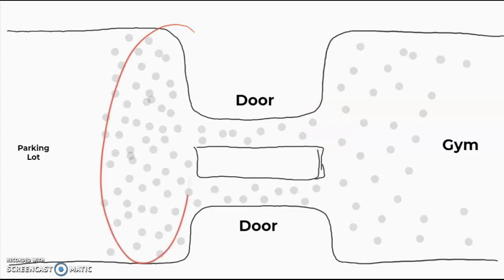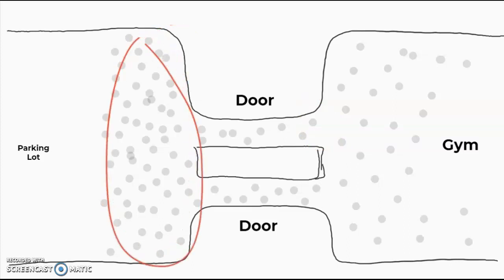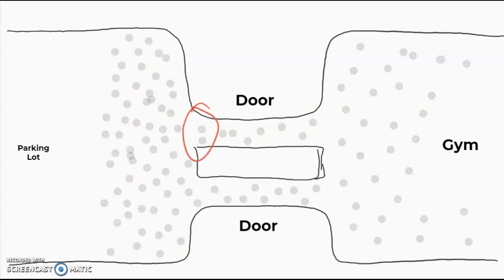And so the people on the parking lot side of the door don't have to slow down quite as much, because there's basically two options for them to get through this door and into the gym. And so instead of just having one or two people able to get through, we have 3 or 4 people able to get through both of those doors at once.